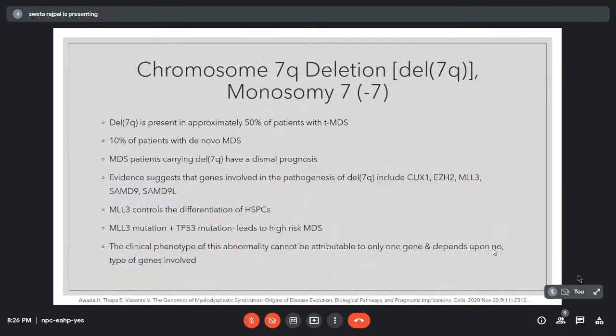Coming to monosomy 7 and chromosome 7 deletion, they occur in 10% of de novo MDS, and they have a very poor prognosis. The deletion 7 involves multiple genes. One such gene is MLL3, which controls the differentiation of hematopoietic stem cells. If there is an MLL3 mutation along with a TP53 mutation, that will lead to high risk MDS. Most of these deletion 7q patients will have a combination of gene mutations that will lead to high risk MDS.